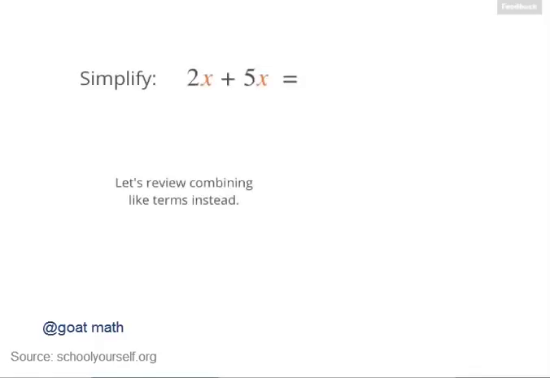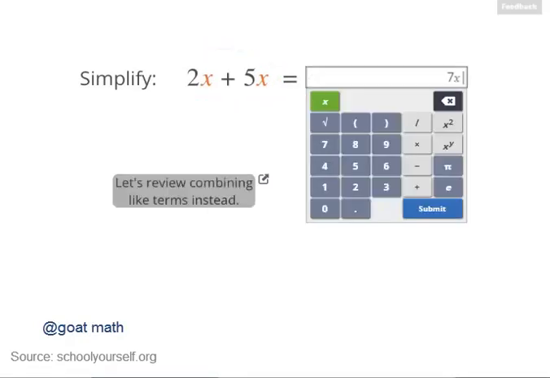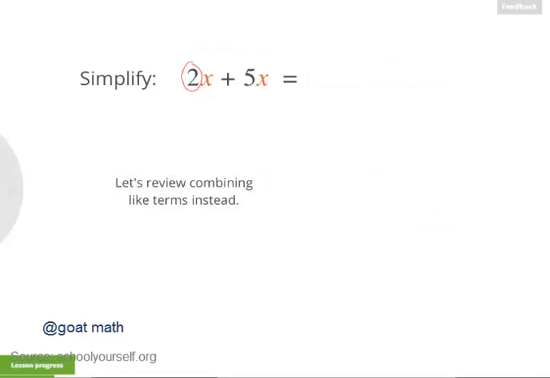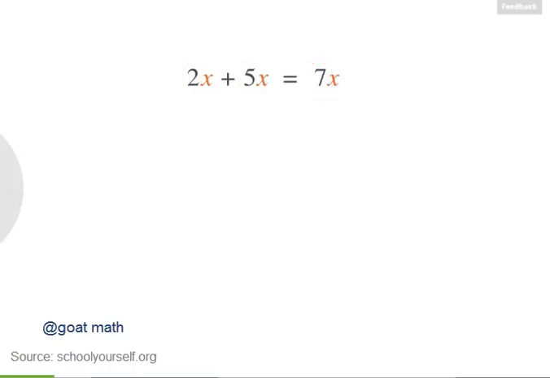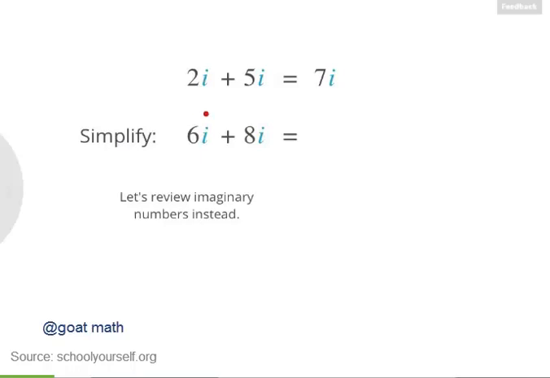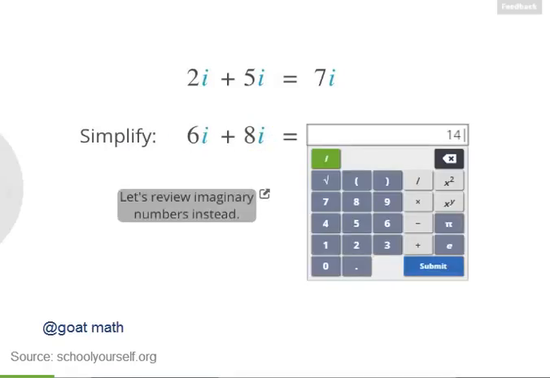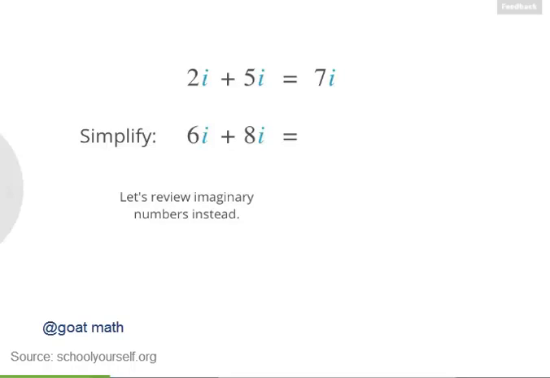To get started, go ahead and simplify the expression 2x plus 5x. Right, if you have 2 of something and then another 5 of it, that's a total of 7. So the answer here is 7x. You can simplify this the same way if instead of x you were to have i, the imaginary unit. So 2i plus 5i equals 7i. Try another example. What's 6i plus 8i? Exactly, 6i plus 8i equals 14i.